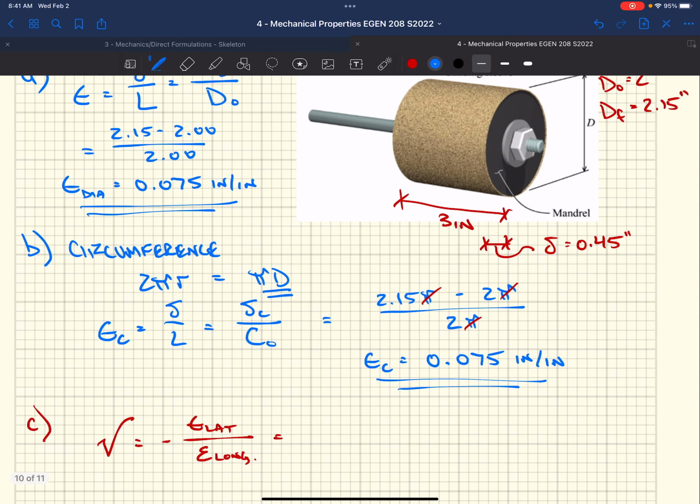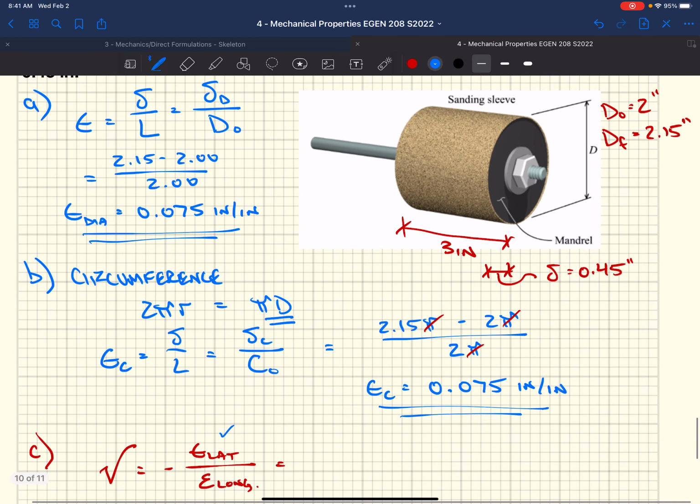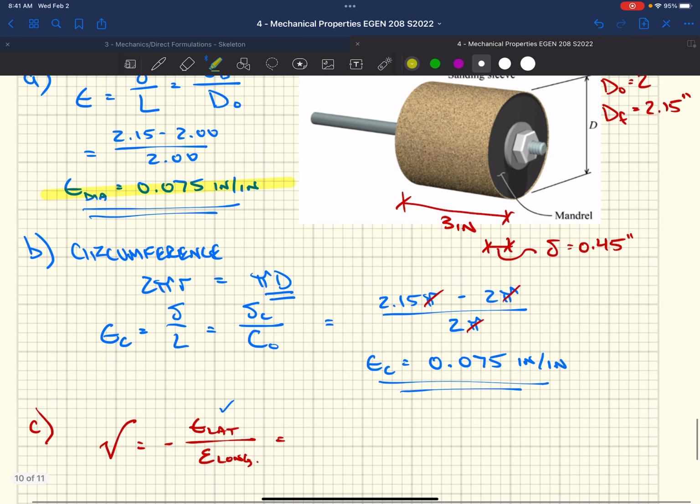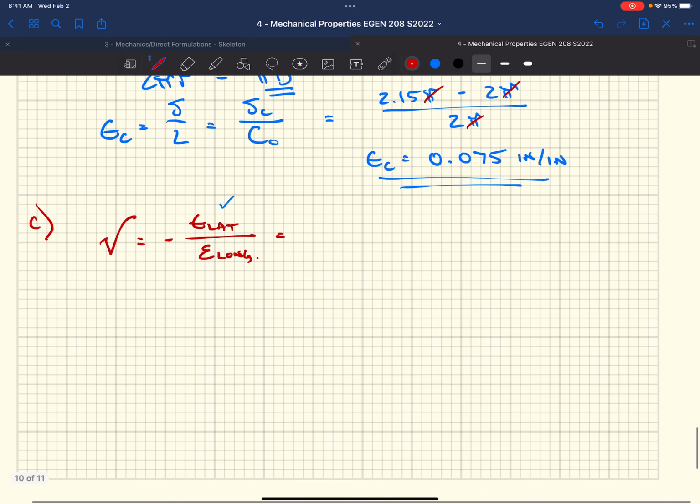Well, we have our lateral strain, right? That's this guy up here. That's our change in strain in the lateral direction. And then we have our longitudinal strain. Well, we haven't calculated that yet. We need to figure that out. Well, strain is the change in length over the original length. We can calculate that pretty easily.